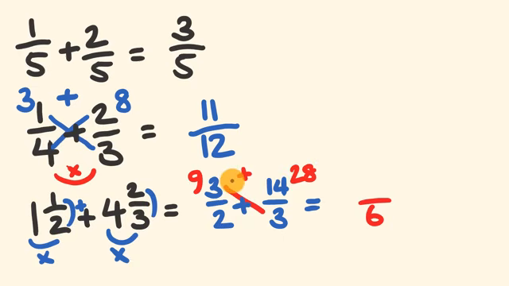We're adding, so let's add those together. 9 plus 28 gives us 37. So we have 37/6 as our answer. But don't ever just leave this answer like this, or your math teacher will be really annoyed at you.